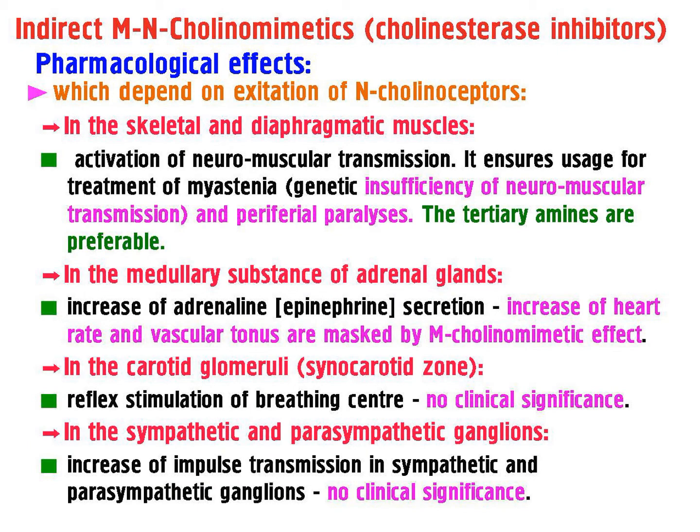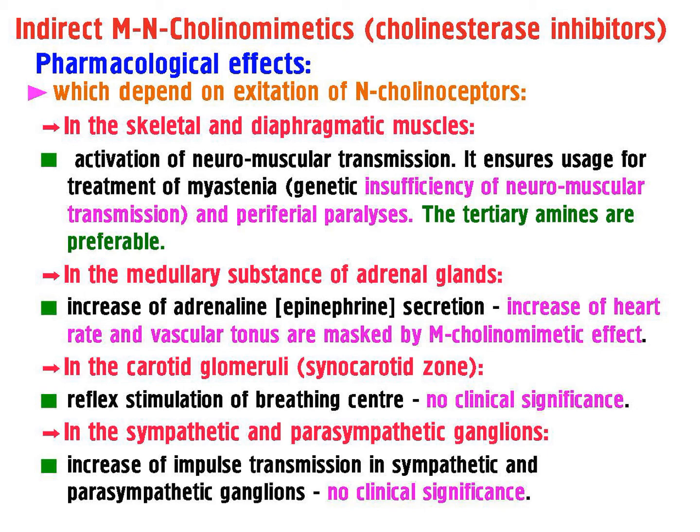And cholinergic receptors, nicotine-sensitive receptors. They are located in skeletal and diaphragmatic muscles, and activation of these receptors by cholinesterase inhibitors leads to the stimulation of neuromuscular neurotransmission. That's why we use this group of drugs for treatment of myasthenia gravis. This is genetic insufficiency of neuromuscular neurotransmission, which is treated by several types of indirect acting MN cholinomimetics.